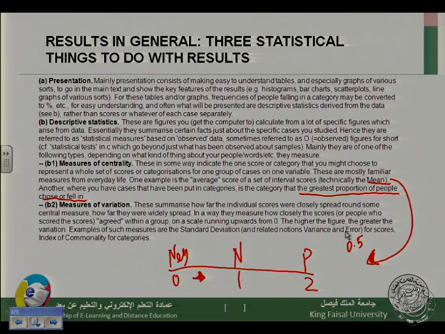Measures of variation. These summarize how closely the individual scores were spread around some central measure, or how widely they were spread. In a way, they measure how closely the scores or people who scored the scores agreed within a group on a scale running upwards from 0. The higher the figure, the greater the variation. Examples of such measures are the standard deviation and related notions, variance and error for scores, index of commonality for categories. So we have standard deviation.